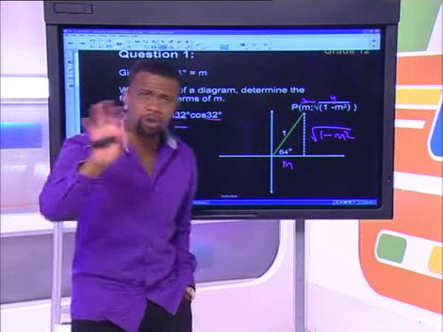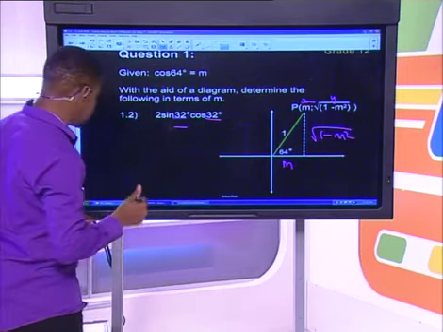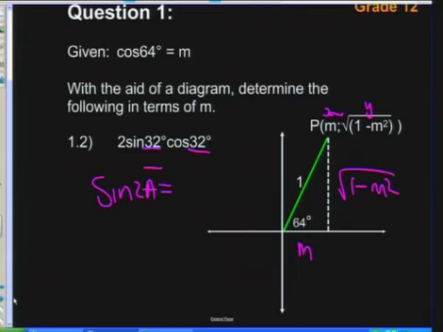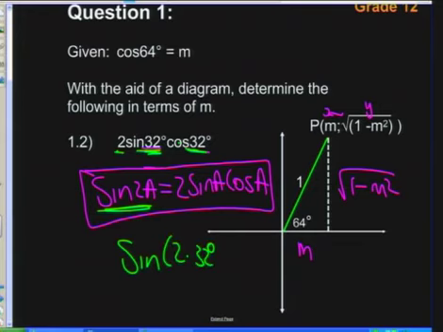But what can I do? Remember, your compound and your double angles, you can use them. If you look at your formula sheet, we have something like this: sine 2a is equal to 2 sine a cos a. You can get this from the formula sheet. What can I do with this? So I have 2 sine 32 cos 32. I can transform this into that. How? I can say this is sine 2 times 32 degrees. Agree, guys?